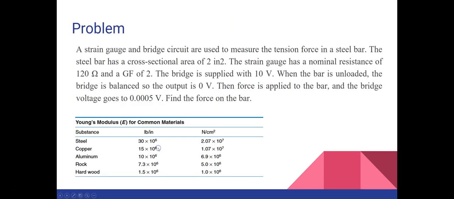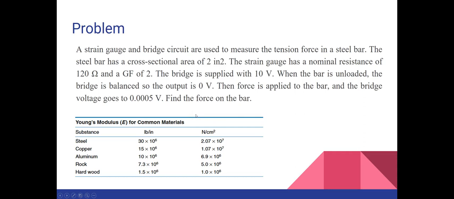Now let's see one problem based on a strain gauge sensor. So this problem says a strain gauge and bridge circuit are used to measure the tension force in a steel bar. The steel bar has a cross-sectional area of 2 inch square. The strain gauge has a nominal resistance of 120 ohm and a gauge factor of 2. The bridge is supplied with 10 volts. When the bar is unloaded, the bridge is balanced, so the output is going to be 0 volts. Then force is applied to the bar and the bridge voltage goes to 0.0005 volts. Now you have to find the force on the bar.